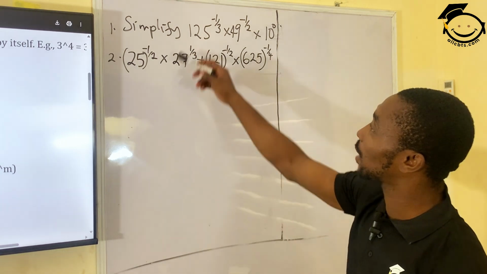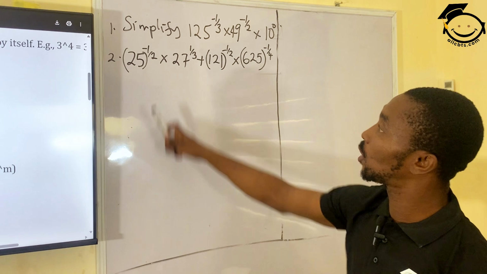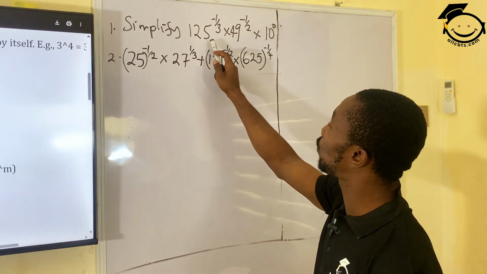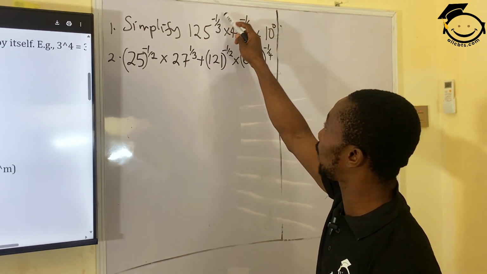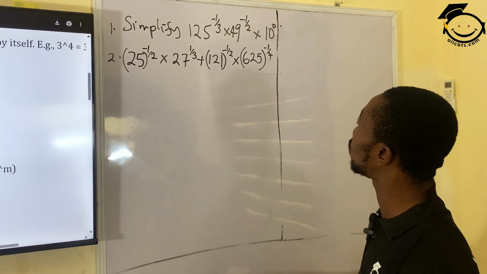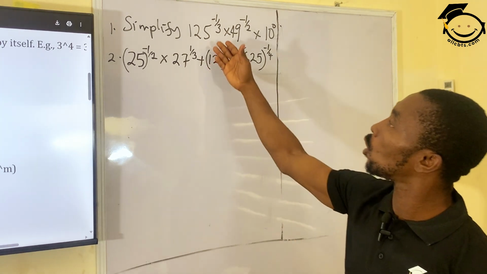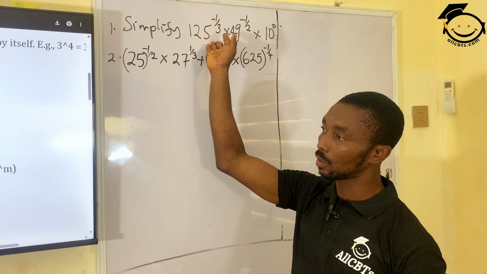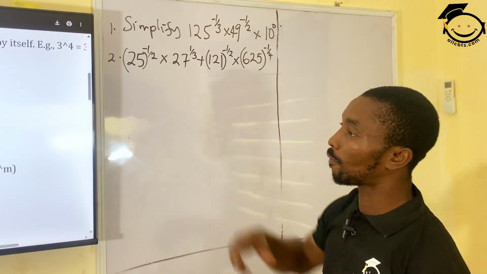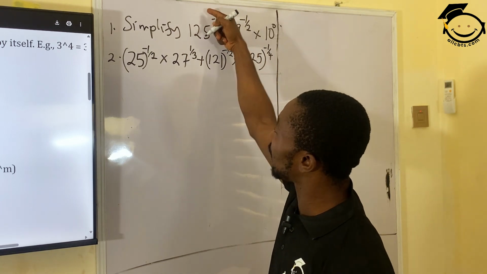All right, let's look at a few examples on how to apply our laws. Question 1 says simplify 125 raised to power negative 1 over 3 times 49 raised to power negative 1 over 2 times 10 raised to power 0. Now, which of the laws are we going to apply for this? If you can see, we would apply our negative index law. Why? Because we have a negative.